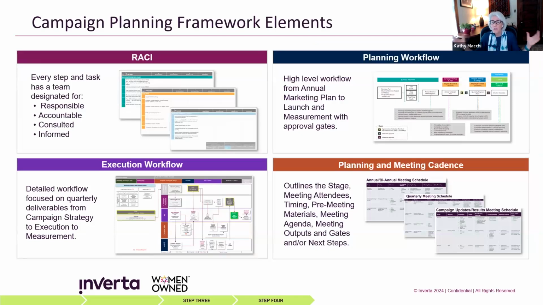Along with that, once you have your framework everyone agrees to, you need the next level down. You need a RACI. So for every step in the process, you have to have who's responsible, accountable, consulted, and informed. Where do they contribute to the actual campaign planning process? Then you need a planning workflow from annual planning to launch to measurement. And again, this is where you have approvals, gates, where the teams all intersect.